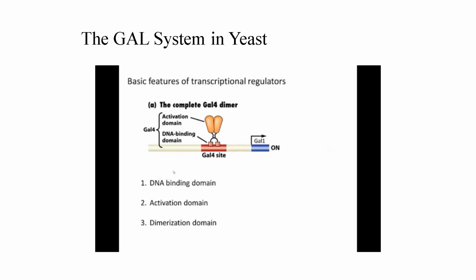I just want to point out a little bit more about this particular GAL4 protein. This is actually a dimer. There are two GAL4 proteins that bind together, and there are two primary, very important parts to this. One part is the DNA binding domain, and the other part is the activation domain. There's also the place, of course, that allows these two proteins to bind together. That would be called the dimerization domain.